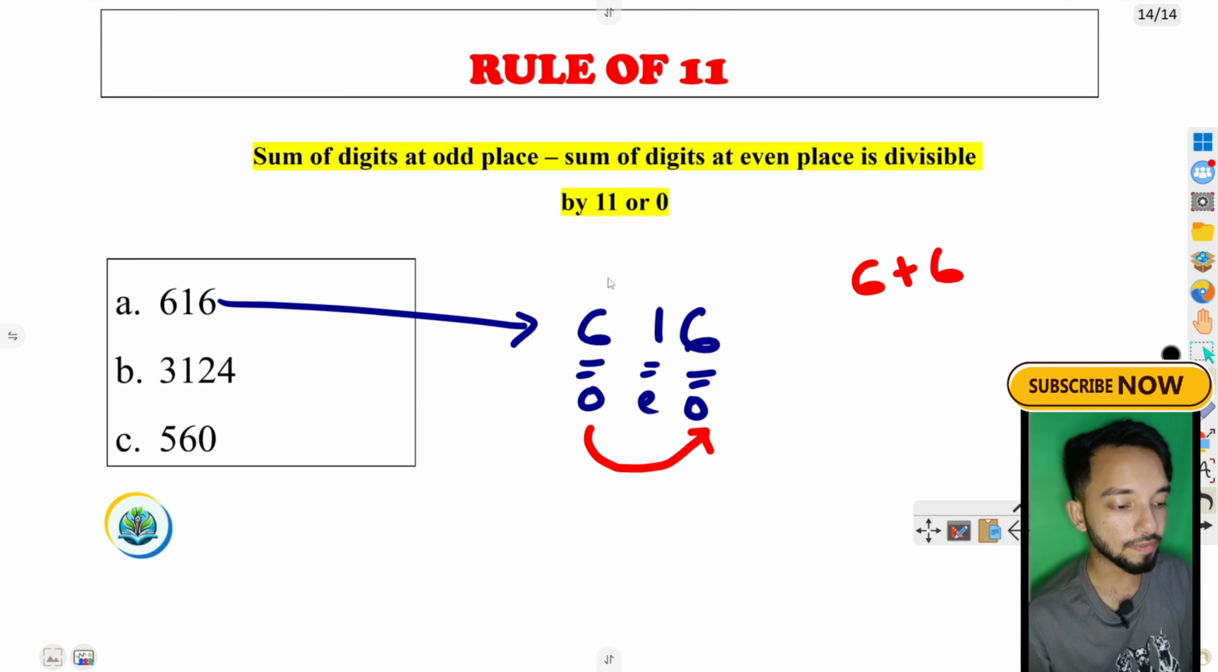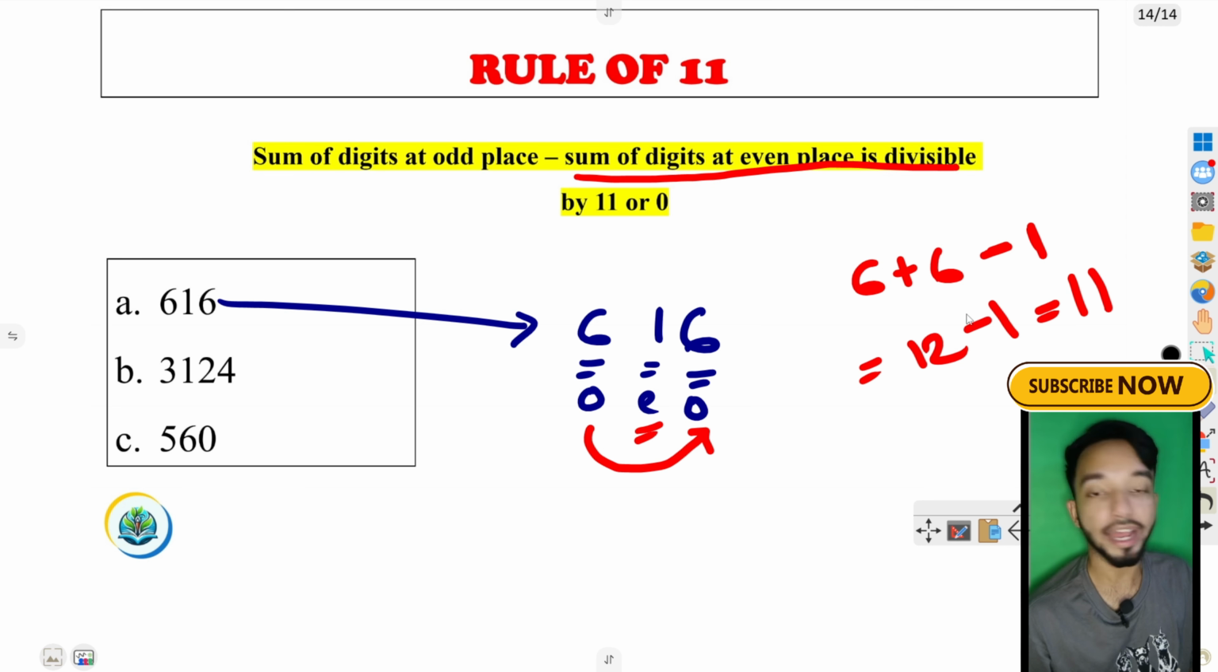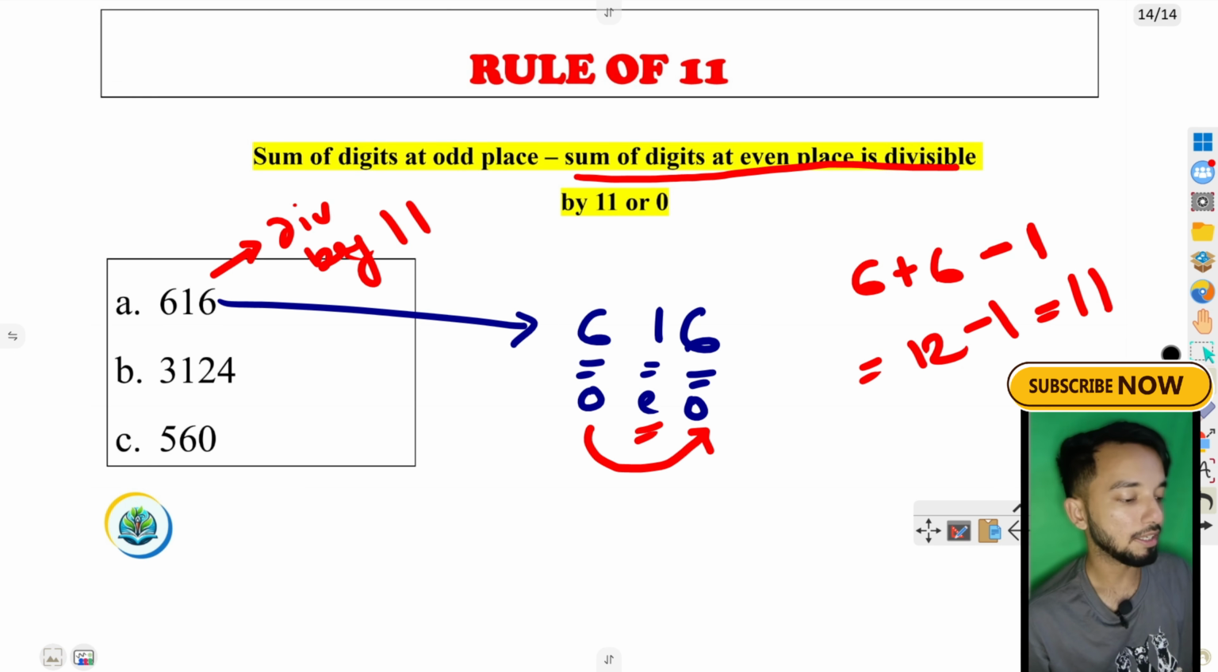Then we need to do the sum of the digits at even places. At the even place we only have 1. That's why we subtract 1. 12 minus 1, what will we get? We'll get 11. And we know that 11 is divisible by 11. So that means 616 is divisible by 11. Is this clear? Very simple, right?